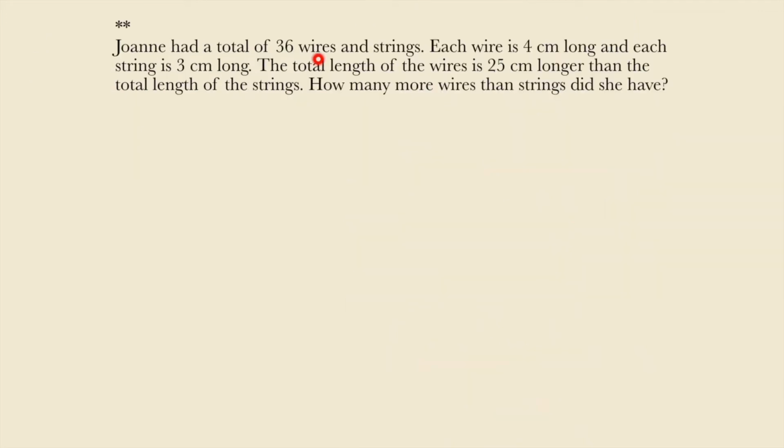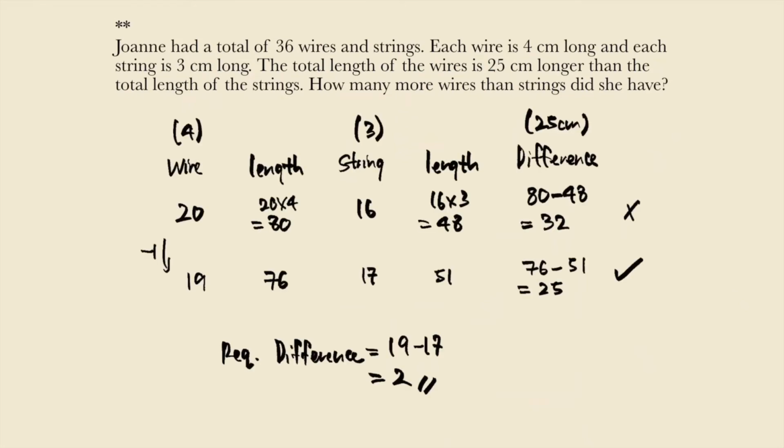Joanne had a total of 36 wires and strings. Each one is this. Okay, each one is this. Total is, okay, the difference is 25 cm. Not just that, they want the difference in number of wires and strings at the end. So here we go. We've got 4 and 3 here.